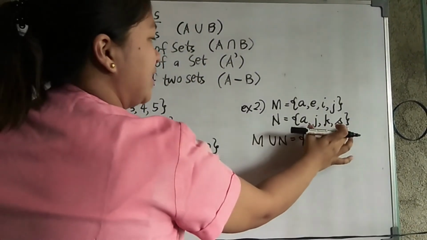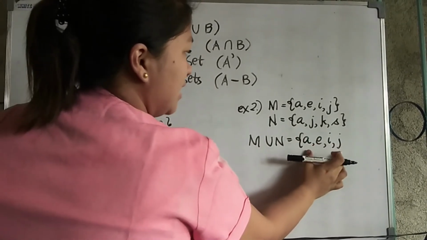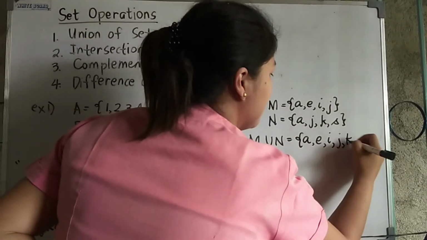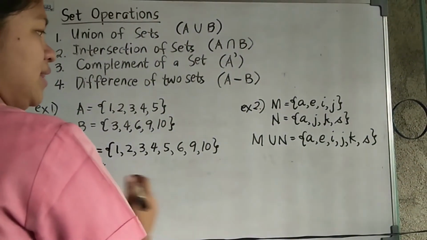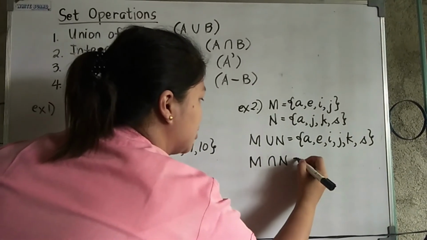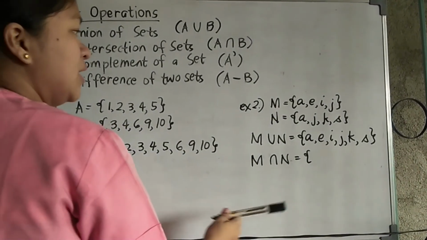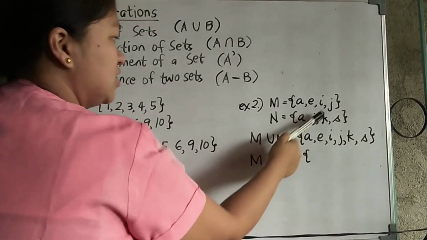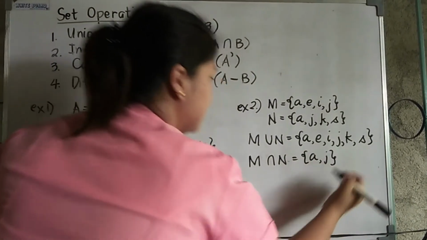And then, let's combine the elements of N. A and J are already written. So, we have to add K and S. So, that's M union N. How about for the intersection? M intersection N. Titingnan lang po natin alin ang magkagaya. So, you have here A and J. So, that is our intersection.